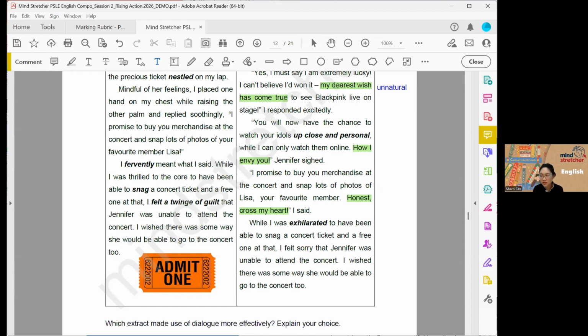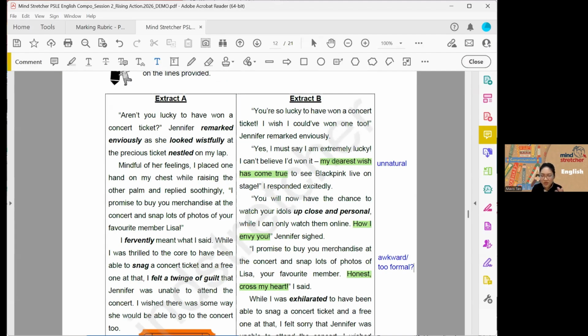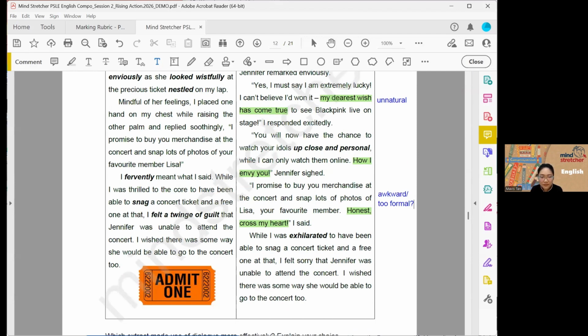Cross my heart means I promise. So it's really awkward. Maybe it's too formal. It's weird when you say things like that. Then finally, we go into the narration. While I was exhilarated to have been able to snack, I felt sorry that Jennifer was unable to attend. So this is direct speech, 4 paragraphs. And then this thing about I wish there was some other way she would be able to go to the concert too.